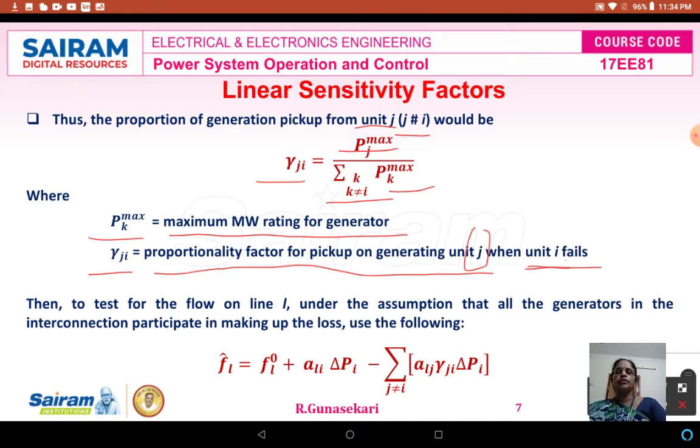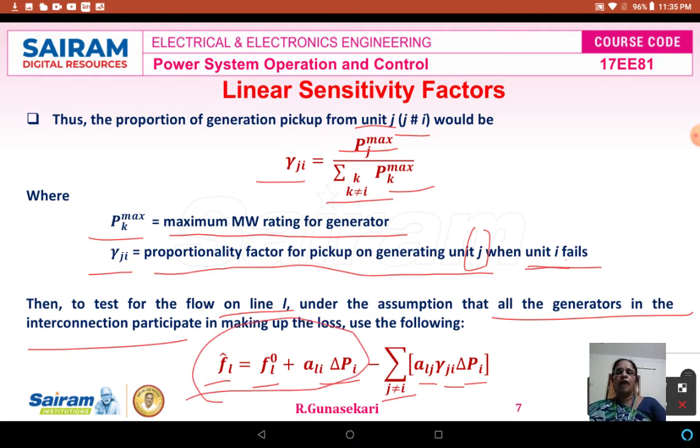To test for the flow on line small l, the assumption is that all the generators in the interconnected power system participate in making up the losses. That is, the F_L vector is equal to F_L naught plus A_LI into del P_I, minus the summation over J not equal to I of A_LJ gamma_JI into del P_I. Previously we knew the line flow; after that, minus the proportion of the generation pickup from unit J. Finally we get this equation.